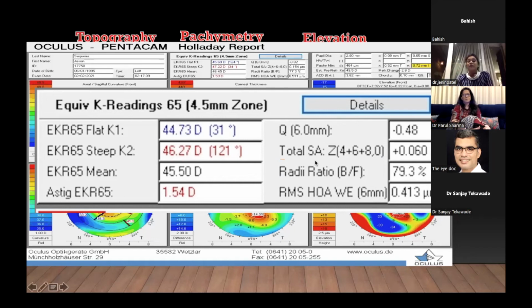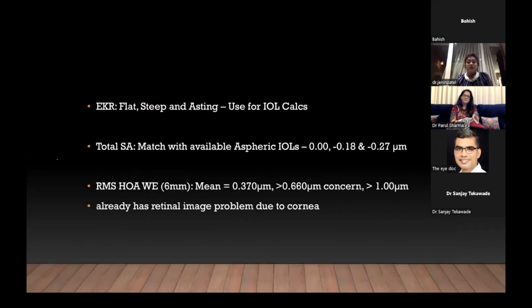Now, a very important factor: if a patient has not given you the history that he's had a previous refractive surgery, a ratio of the back and the front surface which is less than 80 is an indication that the patient has undergone a refractive surgery. So these are just the values that are very, very important.